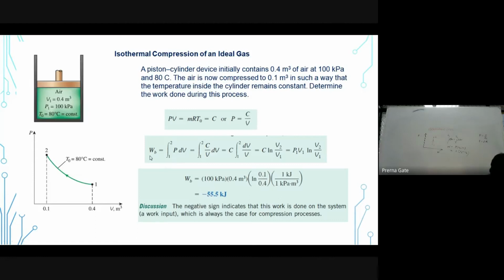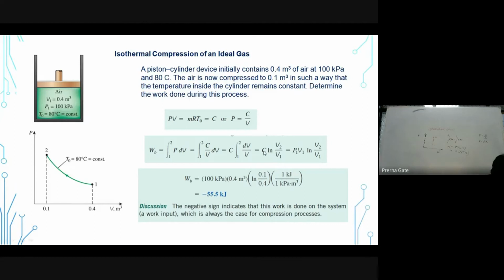Now let us go back to our quasi-static work done equation, that is the integration of PdV. In place of P, you can write C by V. As C is constant, you can take it out of the integration and it becomes dV by V. The integration of 1 upon V is nothing but ln V, and when you put the limits, it becomes C ln V2 by V1.